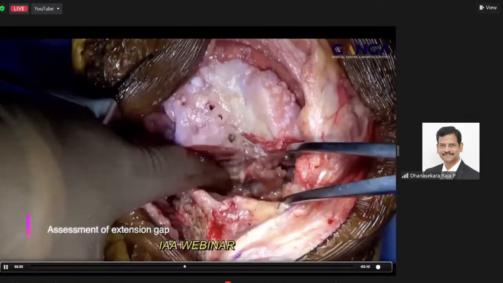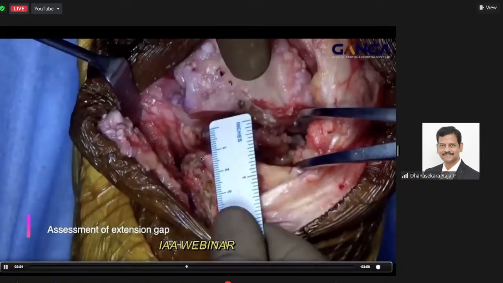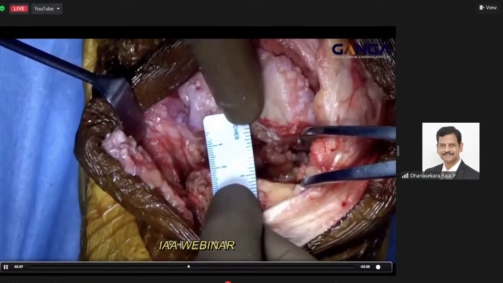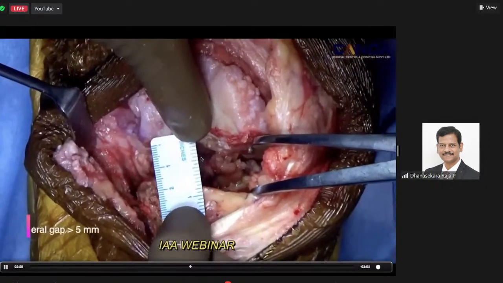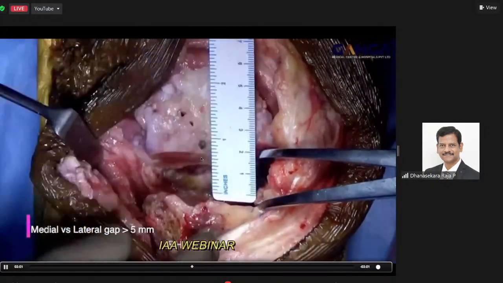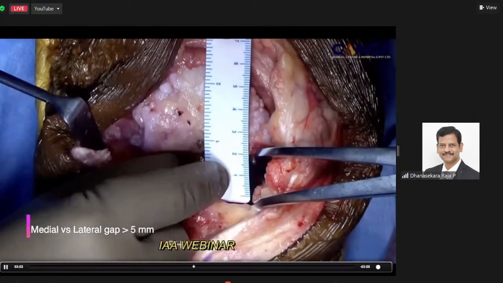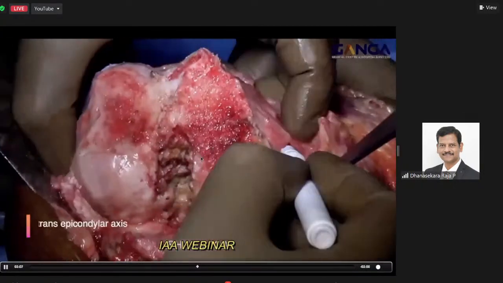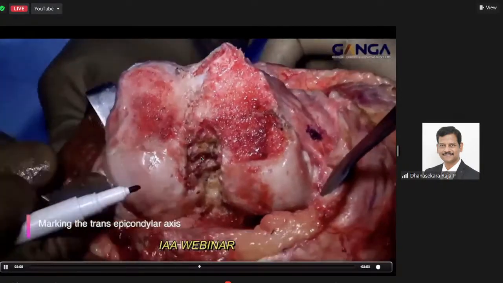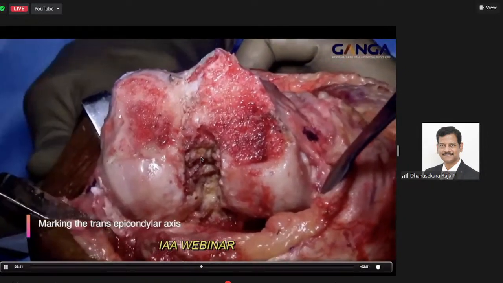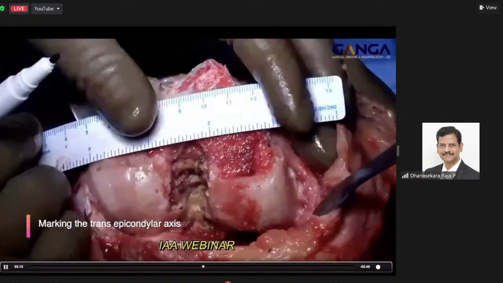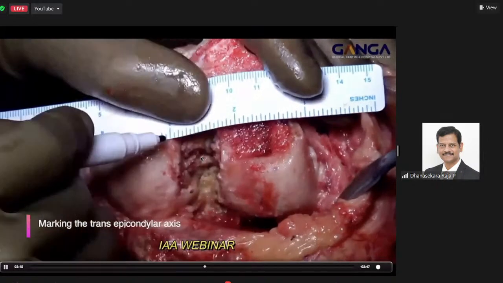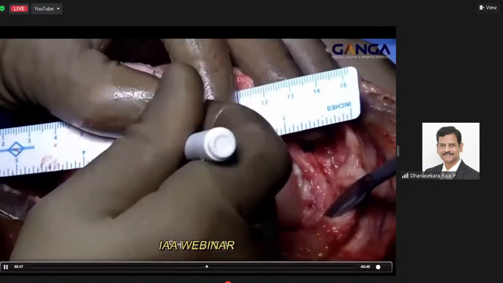If you're happy with the gaps, then you go ahead and finish your further sizing and component rotation. But if it is tight, you measure the gap. If it's more than 5 millimeters difference between the medial and lateral side, it cannot be corrected with just soft tissue release, because the only tight structures laterally are the lateral collateral ligament and the popliteus.